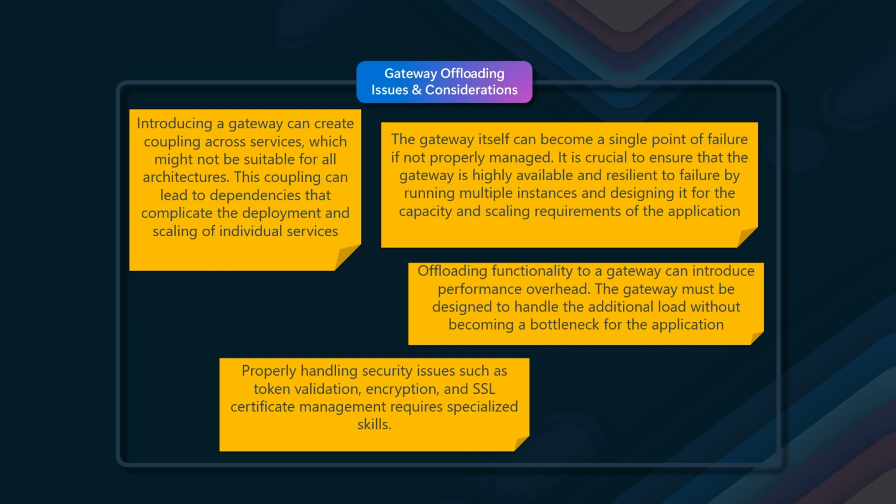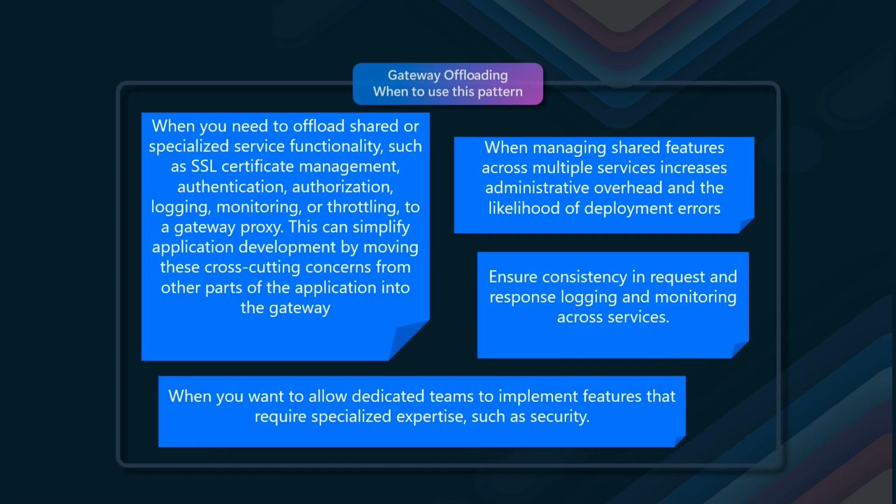Business logic should never be offloaded to the gateway. The gateway should only handle cross-cutting concerns that are used by the entire application, such as security or data transfer. Offloading business logic can lead to highly coupled architecture, which is difficult to maintain and scale. By considering these issues and carefully planning your implementation, you can effectively use the gateway offloading pattern to simplify application development, enhance security, and ensure consistency in logging and monitoring.